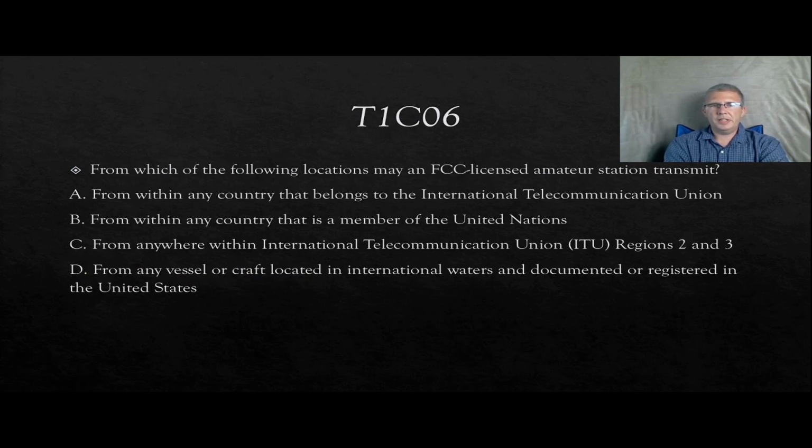6. From which of the following locations may an FCC licensed amateur station transmit? A. From within any country that belongs to the International Telecommunication Union. B. From within any country that is a member of the United Nations. C. From anywhere within International Telecommunication Union Regions 2 and 3. Or D. From any vessel or craft located in international waters and documented or registered in the United States. Correct answer? D. From any vessel or craft located in international waters and documented or registered in the United States.